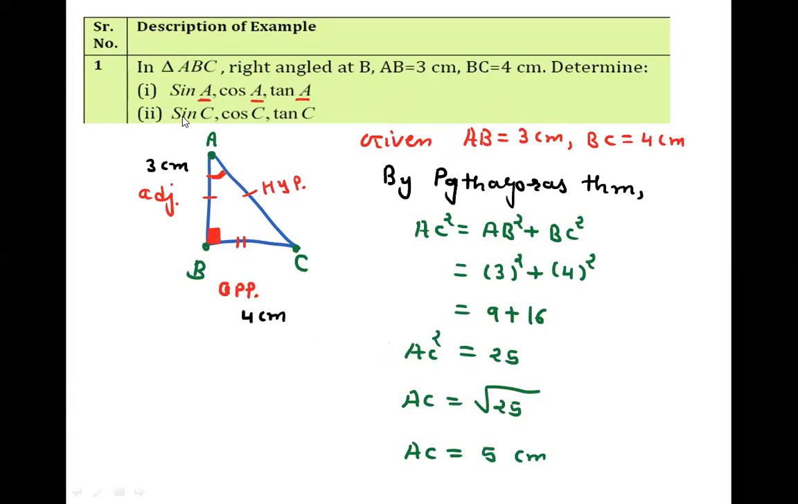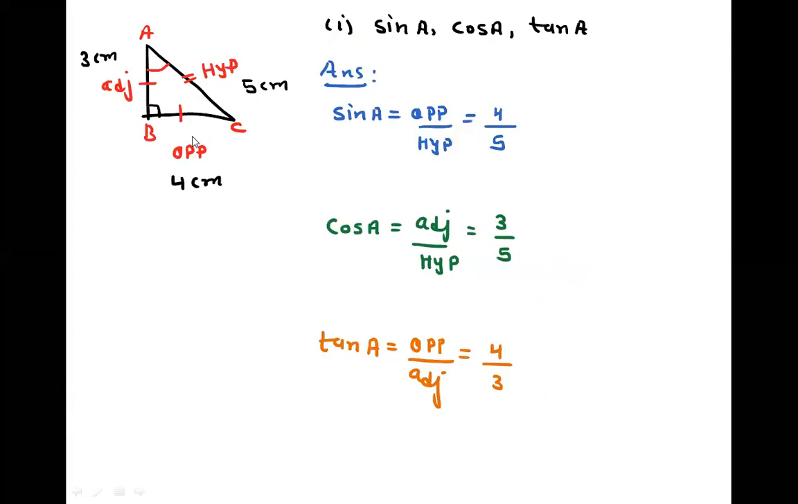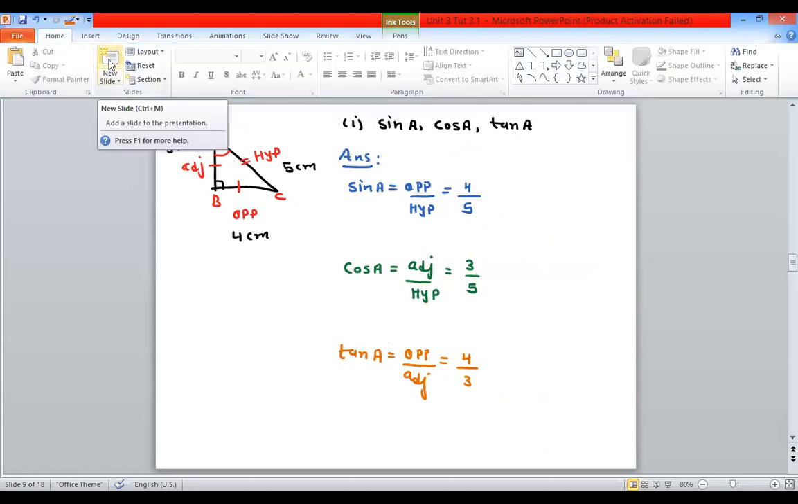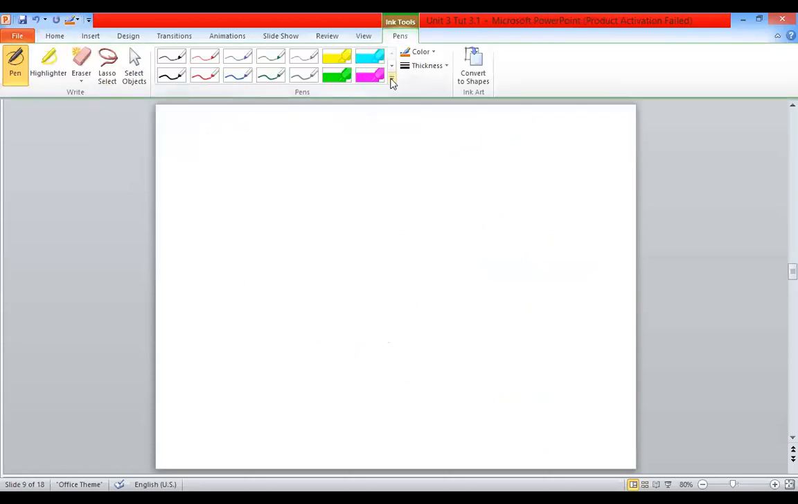The second question says, find sin C, cos C and tan C. Okay, not A. The angle changes. So what can we do? Don't need to worry. First of all, you can draw the triangle. This is the best thing to find any trigonometric concept: first draw the triangle, give the names, and mark where your angle is.